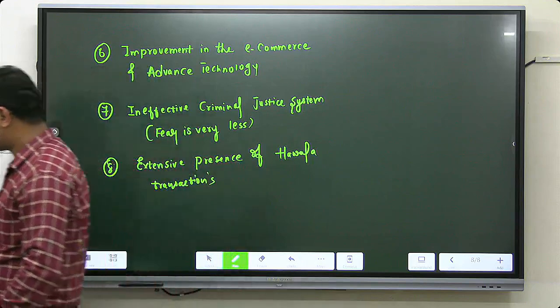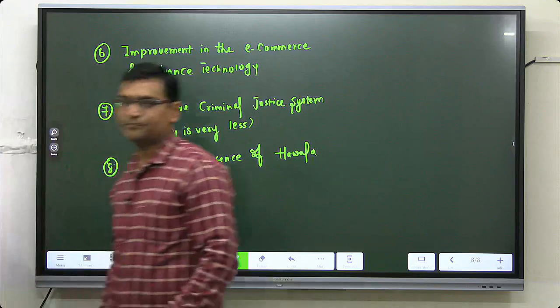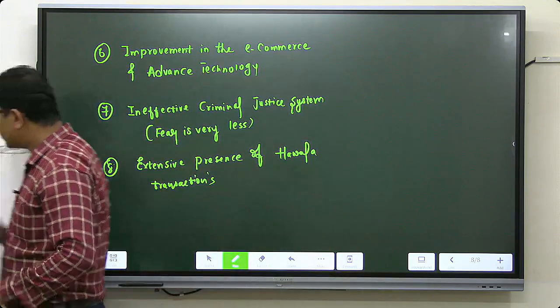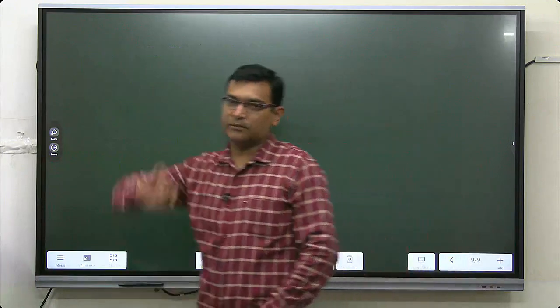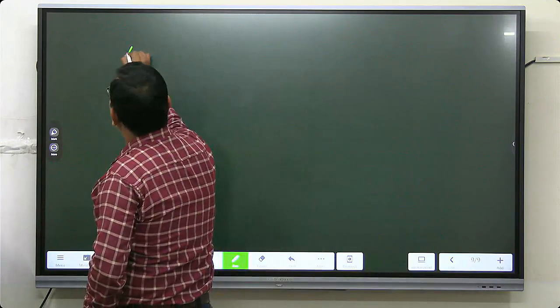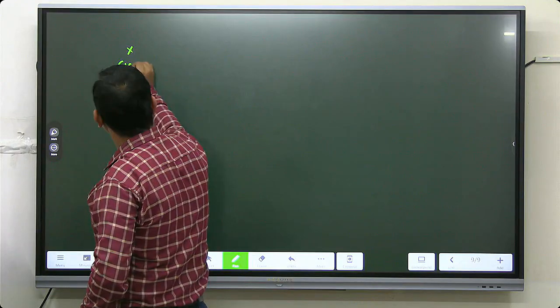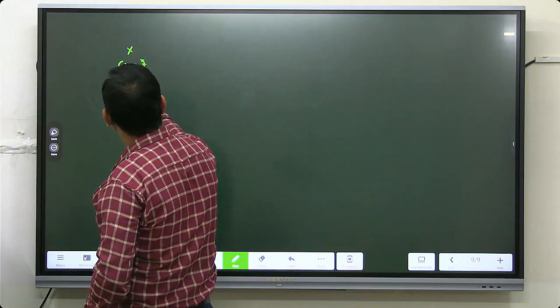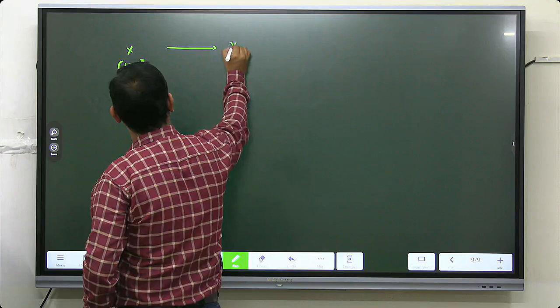Hawala transactions. What is this hawala transactions? I will tell you. Simple. See first. Okay. See here. What is hawala transactions? Simple. You see, there is person X. He has to give 1 crore of rupees to a person living in Hyderabad, to Y person who is in Chennai.